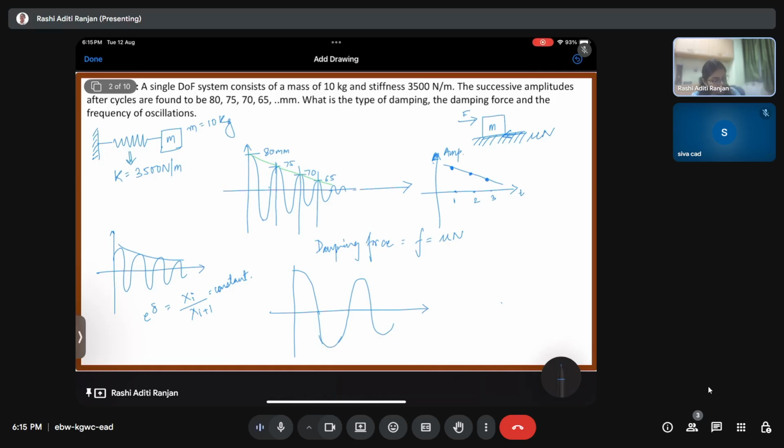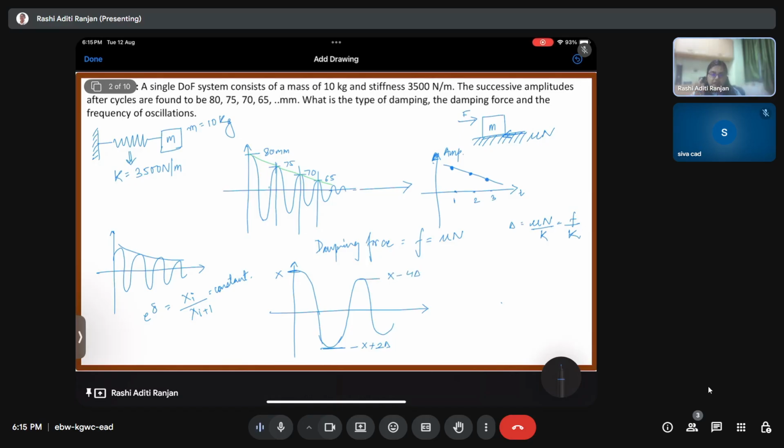Yeah. So if this was x, this value was x, right? Then this amplitude was nothing but minus x plus 2 delta. The delta was mu N by k, or in our case F by k. K is already given in the question. Okay, this was the relation. Also, this was x minus 4 delta.